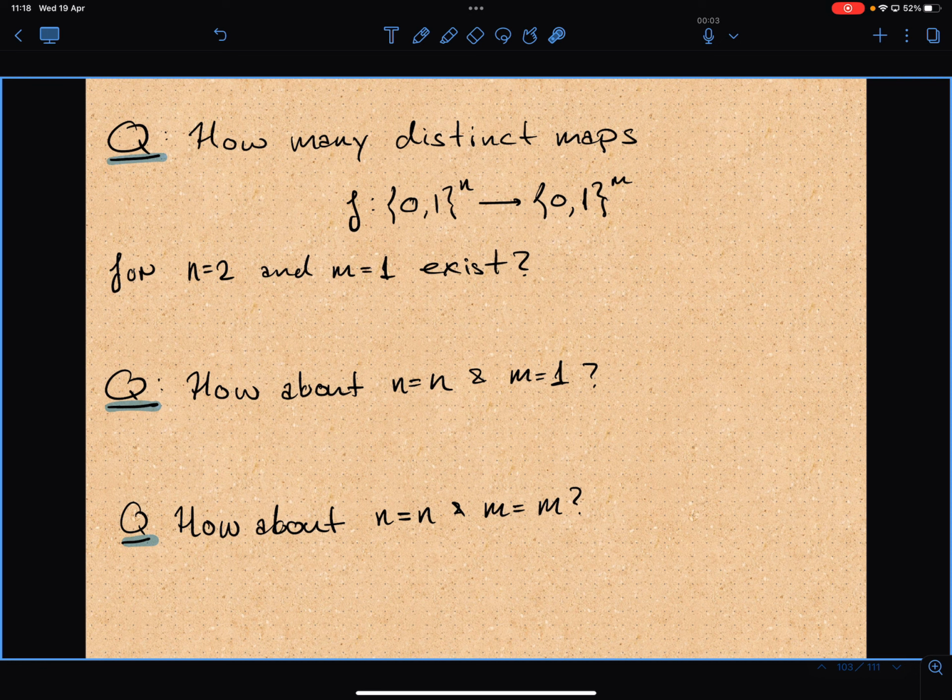Now I have a question for you. How many distinct maps, or you can call them circuits, do you have for n equals 2 and m equals 1? Then I would try to generalize that to any n with m fixed at 1, and then generalize that for any fixed n and any fixed m. I'll give you a few minutes to work on it, and let's see how far you can get.